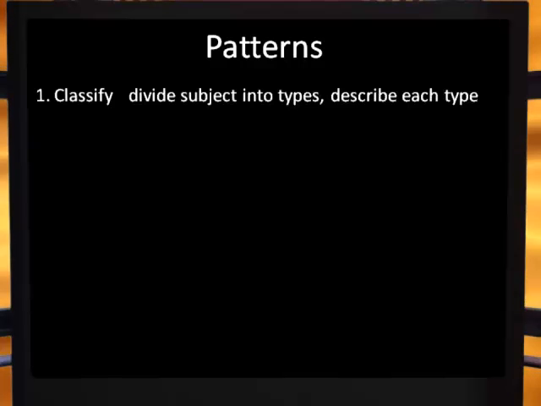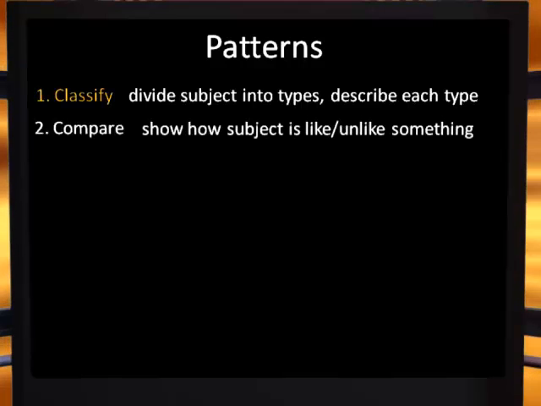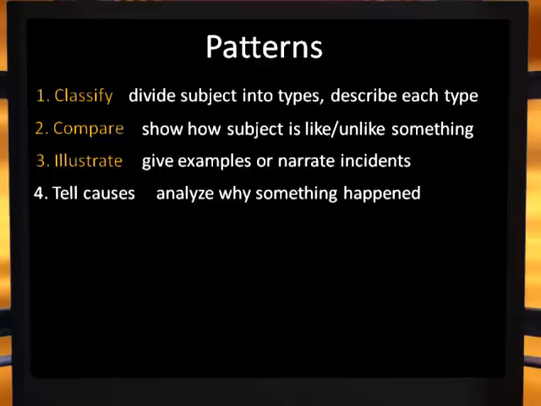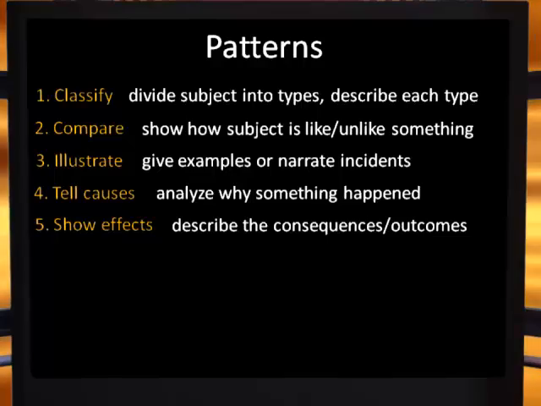In this extended definition, you can classify. This is where you divide the subject into types or parts and then describe each type. You can compare. You show how the subject is like or unlike something else. You can illustrate. You tell about incidents and examples that clarify and round out your term. You can analyze origins and causes. Where did the subject come from? What caused it to happen? Or you can show results and uses. Here you describe the consequences and uses of the subject.